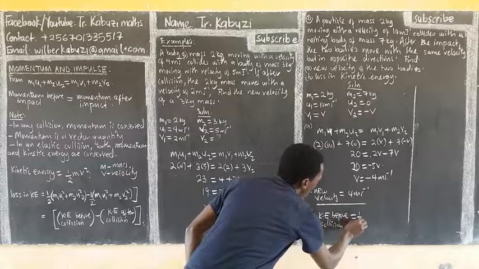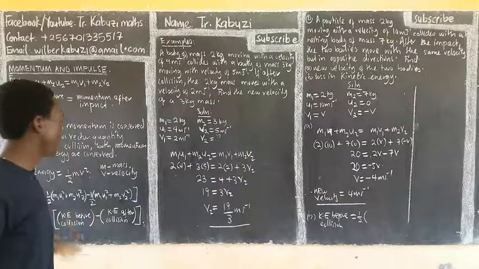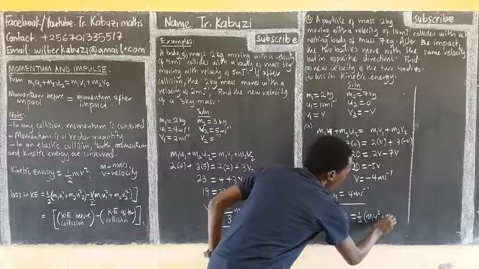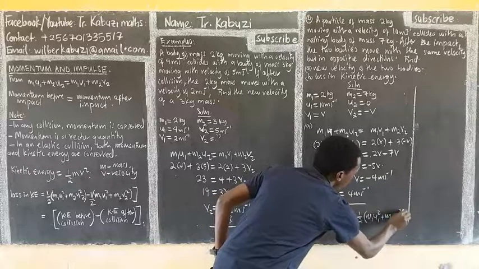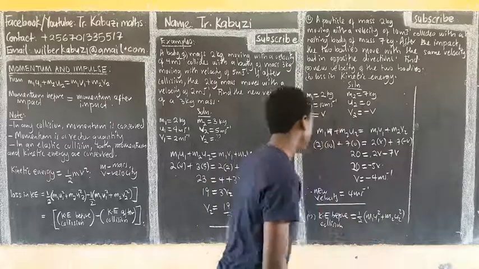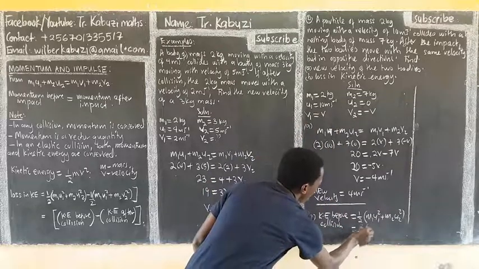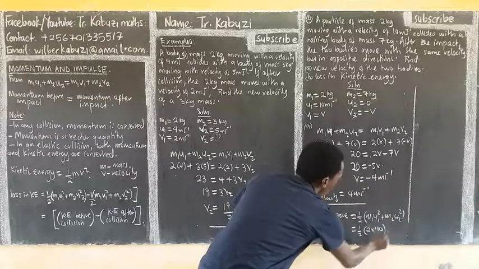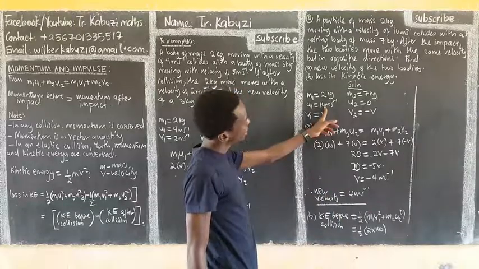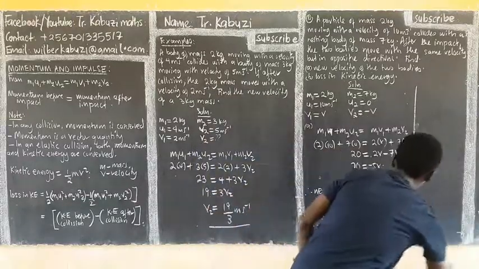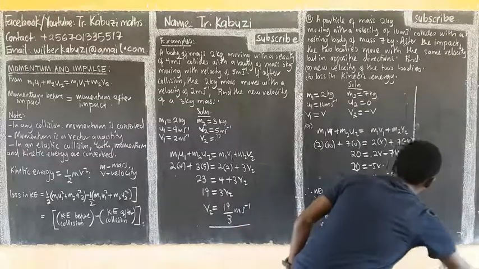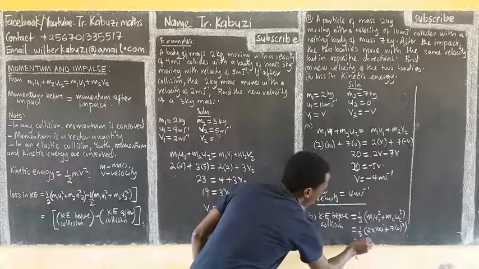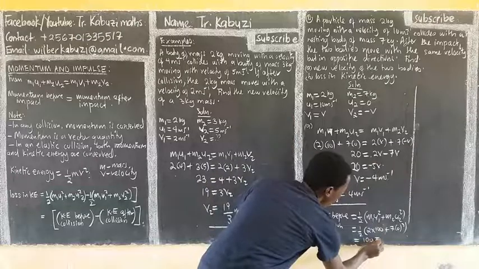KE before collision is going to be a half into M1 u1 squared plus M2 u2 squared. But you know that this is 0, so our energy here is going to be a half into M1, which is 2, times 100 after squaring this 10 here, plus 7 into 0 squared. And so from there we are going to have 100 joules, because that is energy.